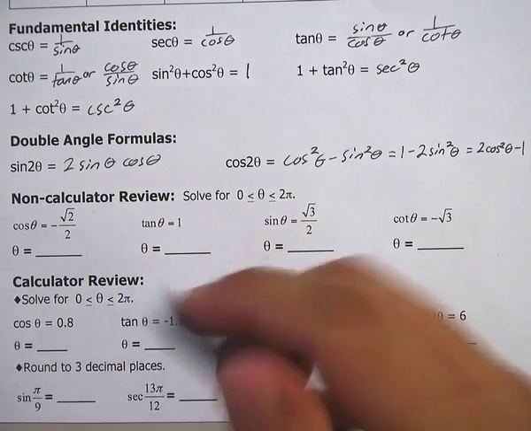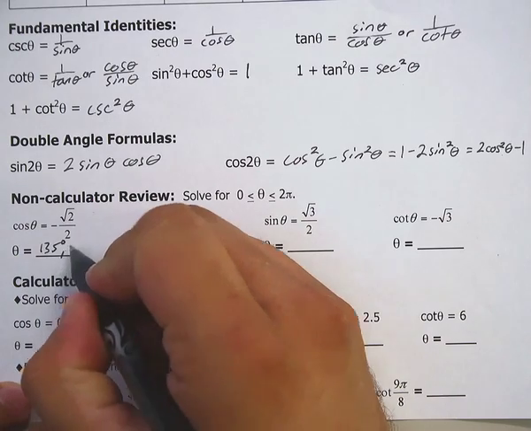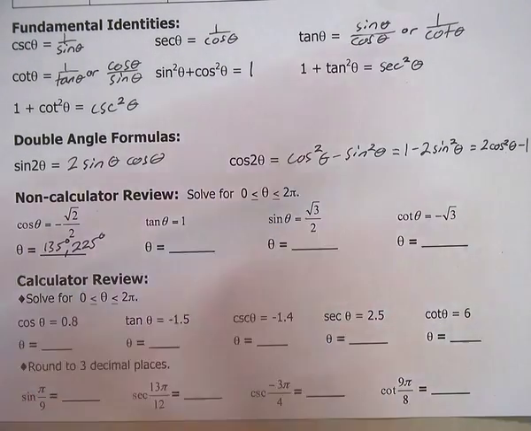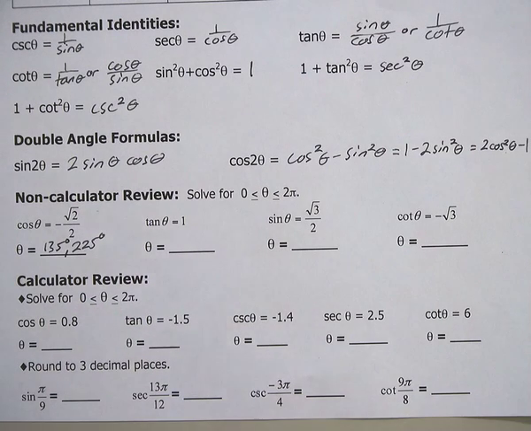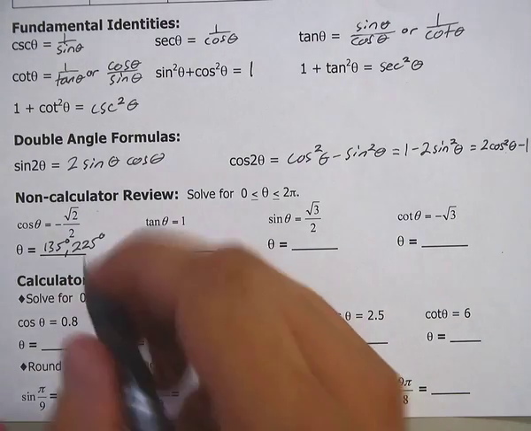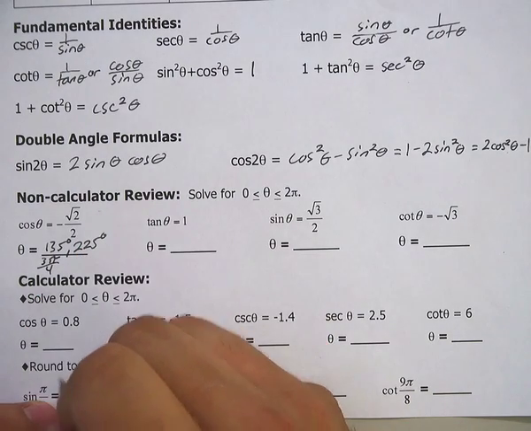That happens to be at 135 degrees and 225 degrees. Remember, it's all your 45 degree measurements, your 45, 45, 90s. Right, and if you write those as radians, you can go through and do that as well. 3 pi over 4 and 5 pi over 4.